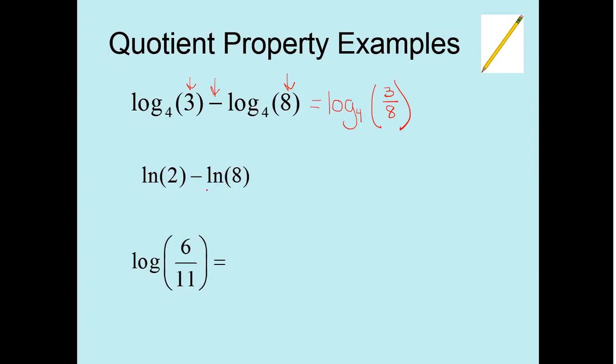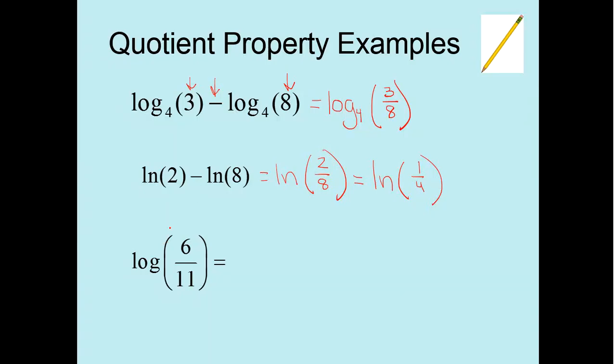What about this subtraction? Notice these are ln's, guys. Remember, ln is just a fancy way to say log base e. So I can make this under 1 ln, but then I can divide the numbers. So 2 over 8. Now, 2 over 8 does simplify, so I can make this ln of 1/4. That way it's a lot simpler. Ultimately, that would work better for you when you're solving.